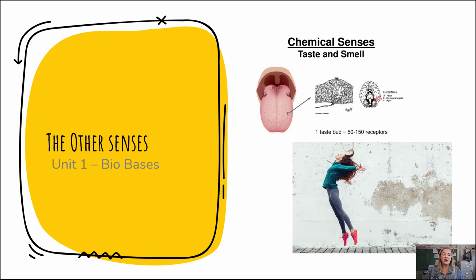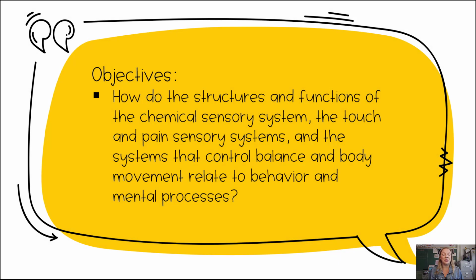By the end of this video, you should be able to answer the following question. How do the structures and functions of the chemical sensory system, the touch and pain sensory systems, and the systems that control balance and body movement relate to behavior and mental processes?